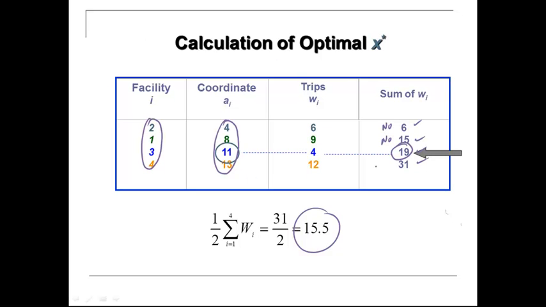We discussed that the first one is greater than or equal to the value? Yes, that's correct. So x star will be this coordinate. Okay? So you compute this value, you check the sum of the weights. Once you find one that is greater or equal than 15.5, you assign that coordinate that belongs to that facility to x star. And now we have to repeat the process for the coordinate for y.